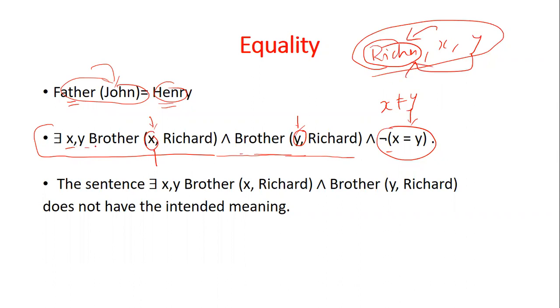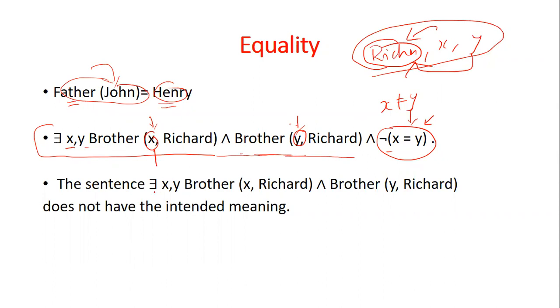There exists x comma y such that x is a brother of Richard and y is a brother of Richard and x not equal to y. This x not equal to y is important. Otherwise, the knowledge system may assume x and y both are the same.